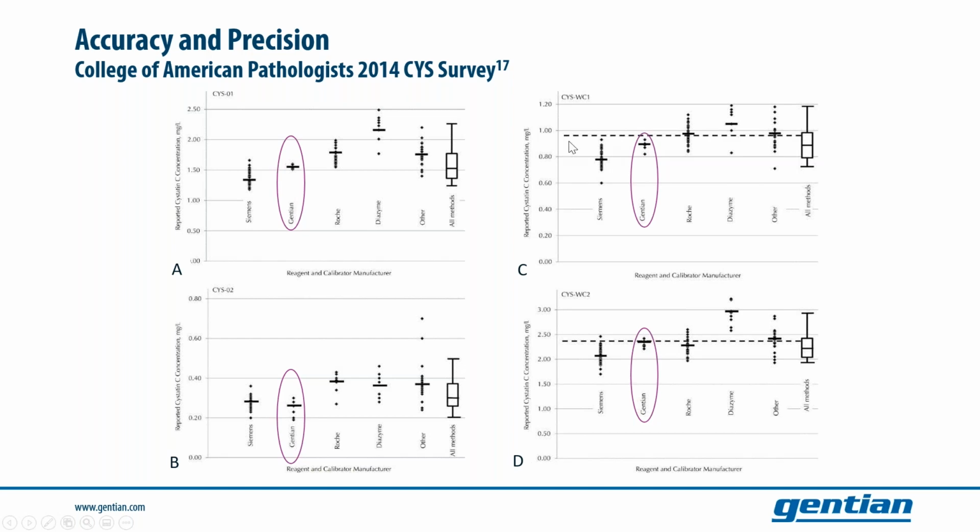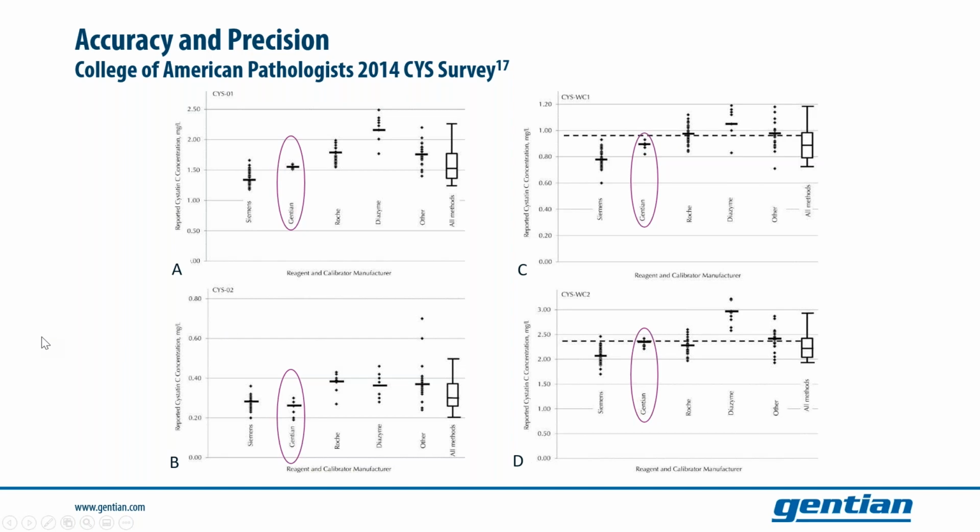This sample had a value of, like I said, 0.95, which is in a healthy patient. When looking at sample D, the assigned value was around 2.4. This is a patient that has reduced kidney function. You see that the Gentian assay here is measuring right on the assigned value. And I think that we can agree that the Gentian method is both precise and accurate looking at this study.